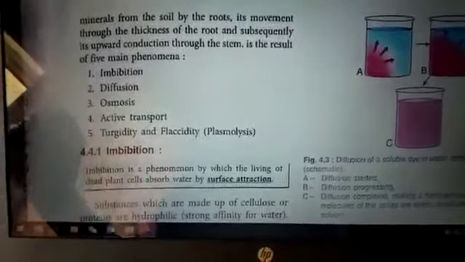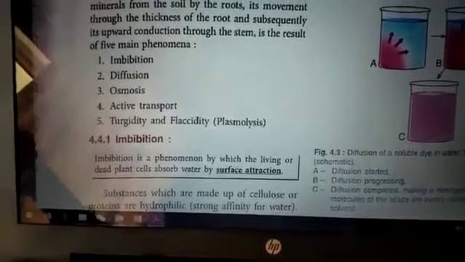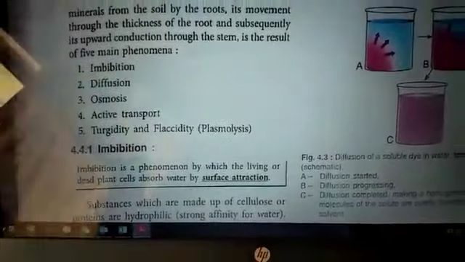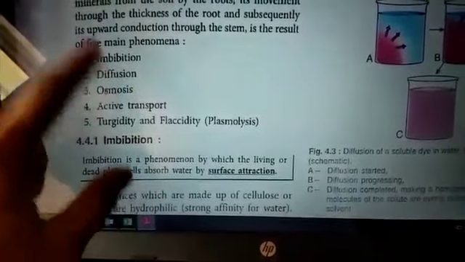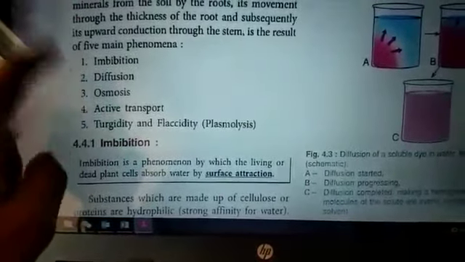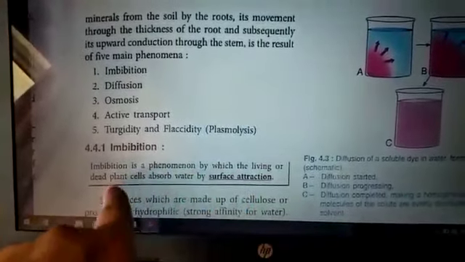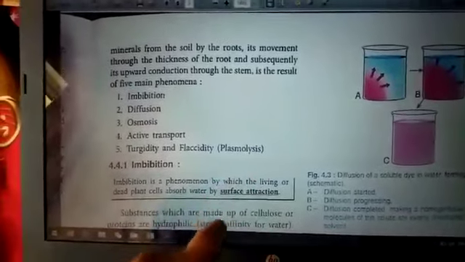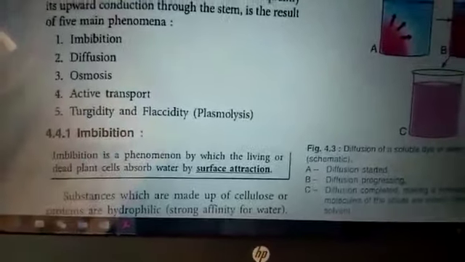This is diffusion and imbibition. Diffusion is a process through which movement of the water molecules takes place. When it is on the surfaces we call it imbibition. When it is in the solution itself we call it diffusion. Only a basic difference in both. See, imbibition is a phenomenon by which living or dead plants absorb water by surface attraction. Only on the surfaces, whatever molecules are present, they are absorbed.